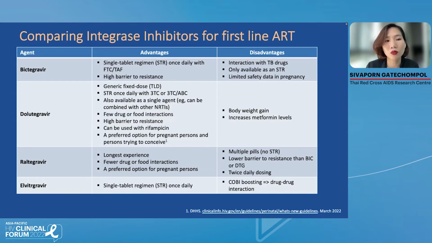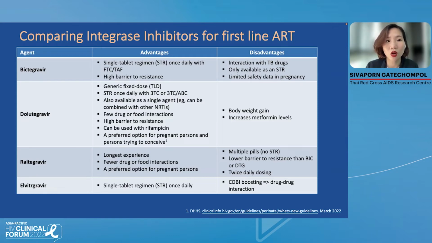They recommend dolutegravir as the preferred option for pregnant persons and persons who are trying to conceive. I will show you additional data on dolutegravir in pregnancy in the next slide. And the disadvantage of dolutegravir, as we know, is body weight gain and also the drug interaction with metformin. For raltegravir, it has the longest experience of use and fewer drug-food interactions, and has been a preferred option for pregnant persons.